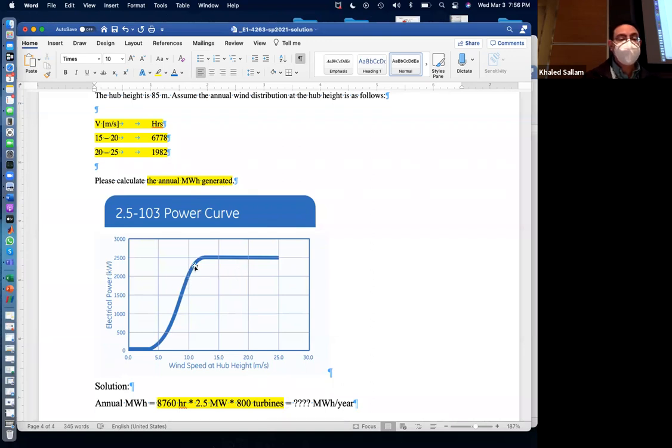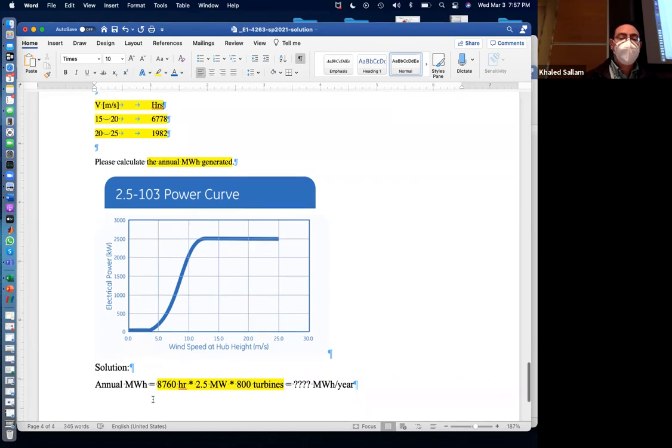So the power is this. If I'm running full load, I will get this. If I'm running at reduced speed, that would be this. I need to multiply this power by time. How many hours does this persist? In this fictitious map, he said stay from 15 to 20 this much, and between 20 and 25 this much. You add those two together, basically pretty much stay full load all the time, and those are the total hours. So the megawatt hour is this times 800 turbines. You multiply those three together, you get the megawatt hour. It was as simple as this.